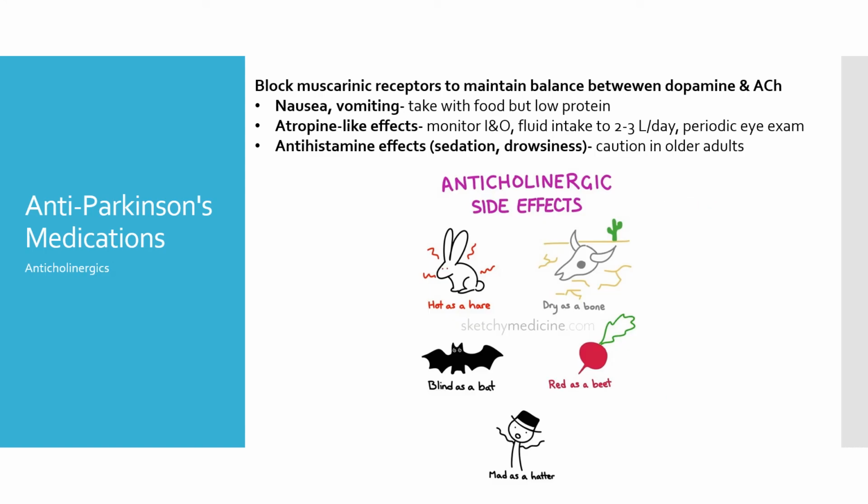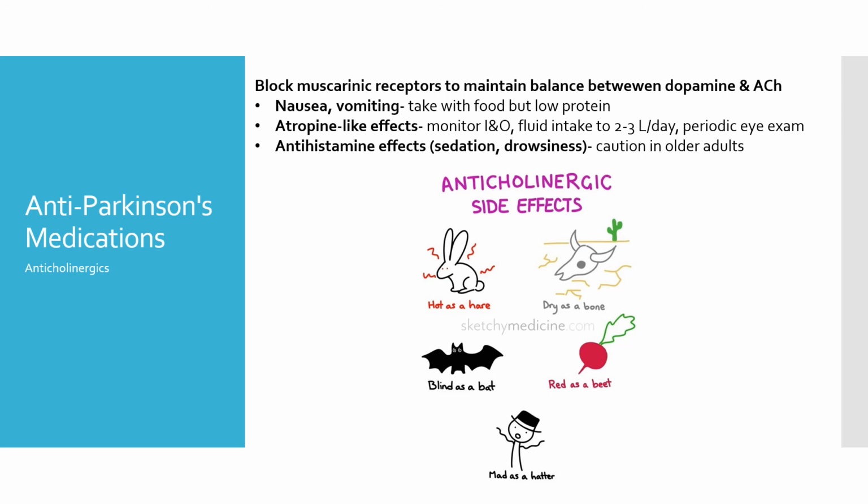And then the last area, I believe, is the anticholinergics we can use to treat Parkinson's. These block the muscarinic receptors again to maintain balance between the dopamine and acetylcholine, but can lead to some nausea and vomiting, some atropine effects, so make sure they're staying hydrated and they've got that eye exam scheduled, and then some antihistamine effects, especially in older adults.